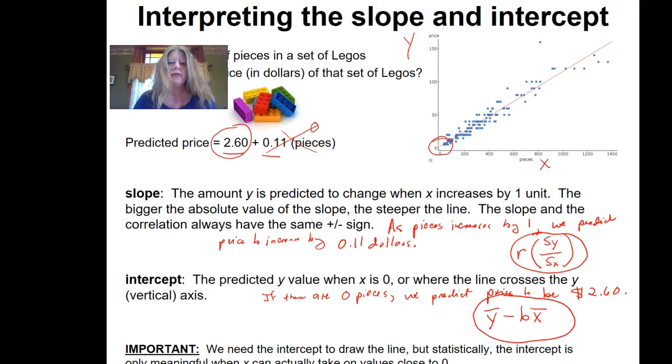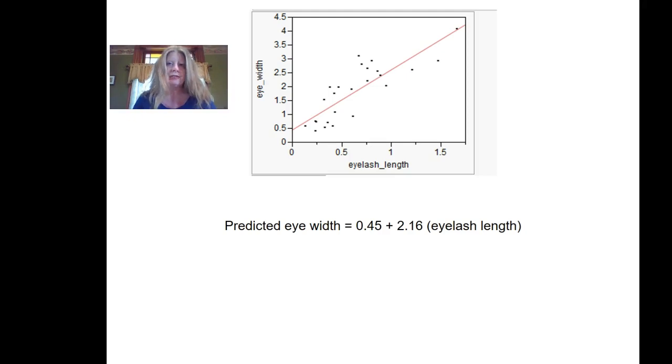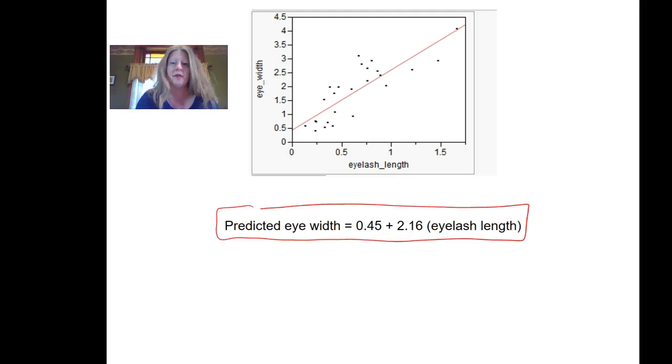Okay, so now that we have a general sense of this, let's go back to our example with the eyelashes and the eye width. In this particular example, here's what the regression equation ends up being. And you can see that we have this line. If we used this equation to make lots and lots of predictions for eyelash lengths anywhere from 0 to maybe about 2, that line is showing us what all those predictions would be.